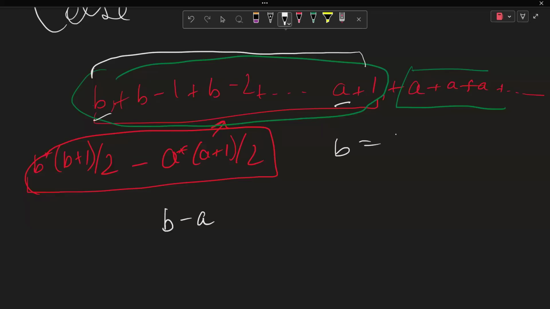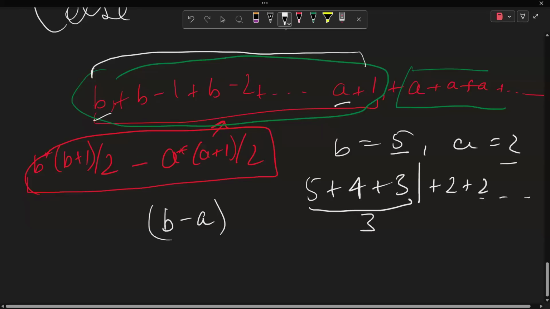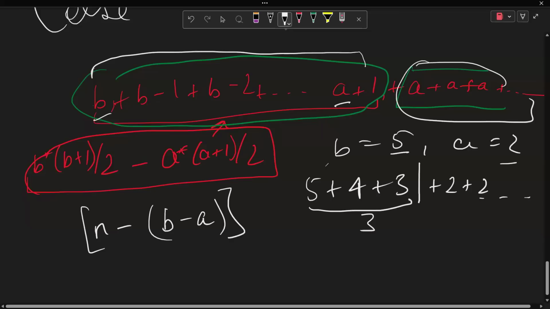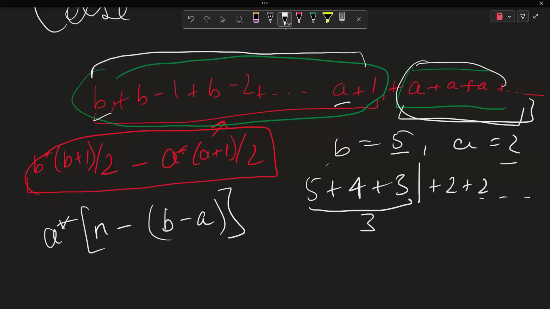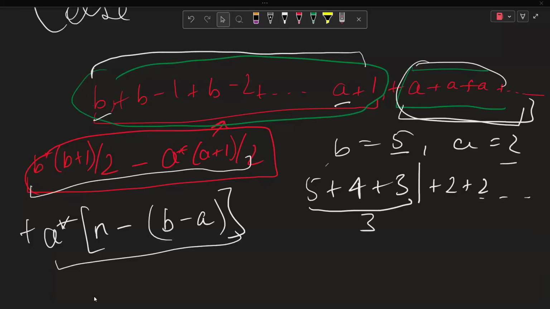Okay, so let's say if b is 5 and a is 2, we would move 5 plus 4 plus 3, this much, and then we would move plus 2 for the remaining part. So how many elements are already covered here? 5 minus 2, 3. So that's what I'm writing, b minus a is the elements already covered, and we had to cover n elements. So n minus b minus a, these are the remaining elements. So this multiplied by a would give me the sum of this remaining part. Okay, so this thing plus this thing would give me the total sum. Is this clear? Whoever had asked that doubt.